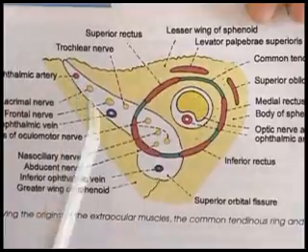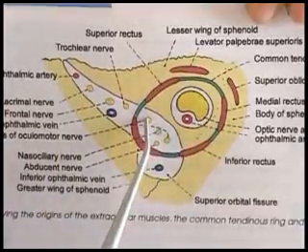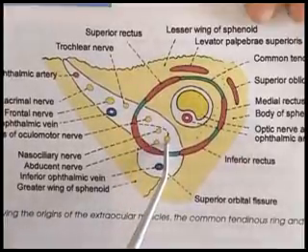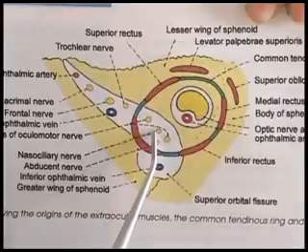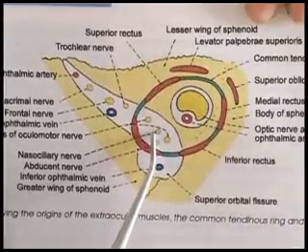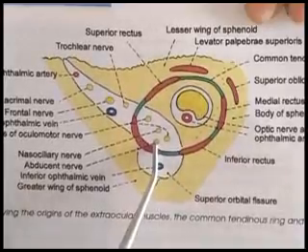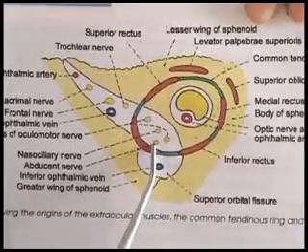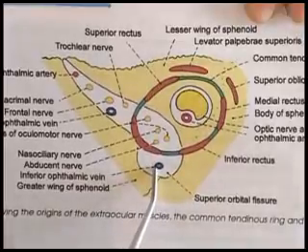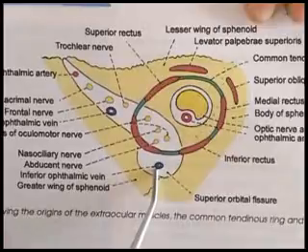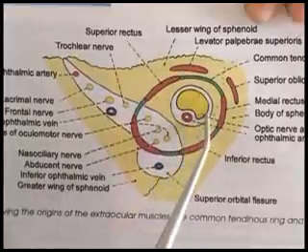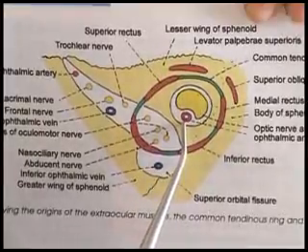The middle part gives passage to upper and lower divisions of the oculomotor nerve, the nasociliary nerve, which is a branch of ophthalmic division of trigeminal, and lastly the sixth cranial nerve, the abducent nerve. Through the medial part passes only the inferior ophthalmic vein. Also seen in this figure is the optic canal containing the optic nerve and the ophthalmic artery.